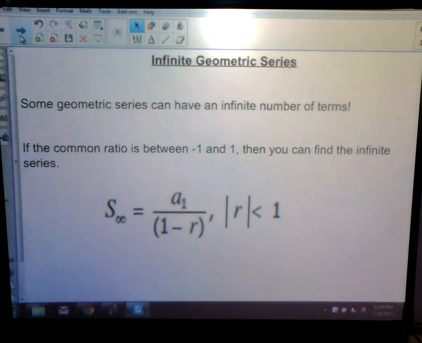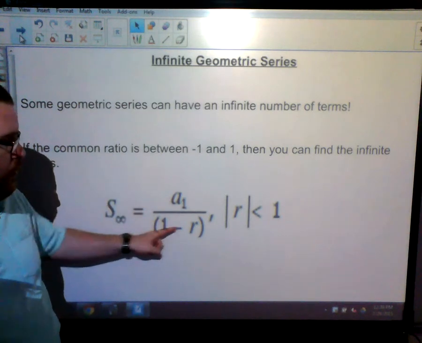Infinite geometric series. Some geometric series can have an infinite number of terms. If the r is between -1 and 1, then you can have an infinite series. So then the formula is a1 over 1 minus r.